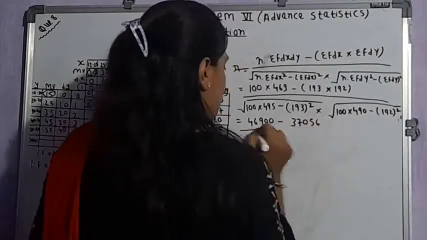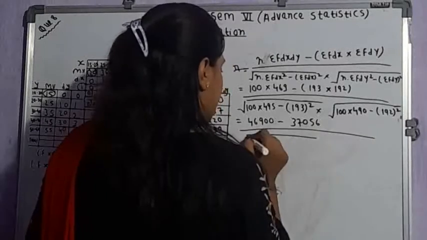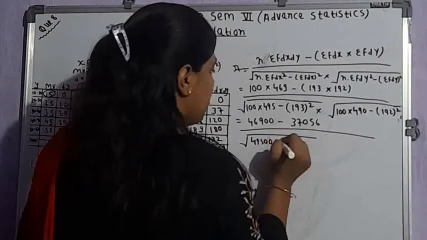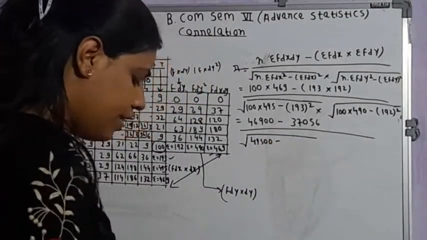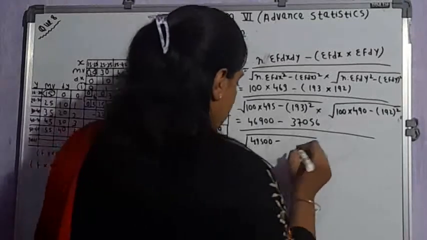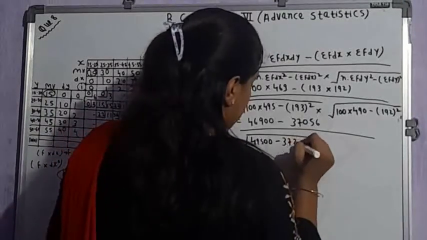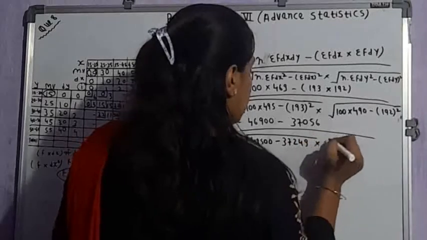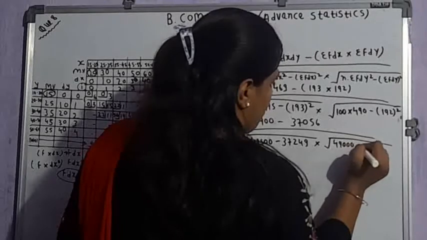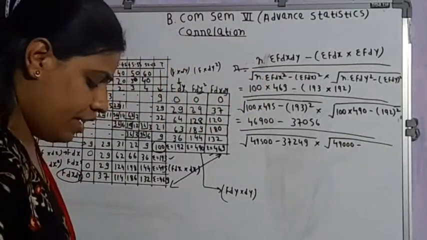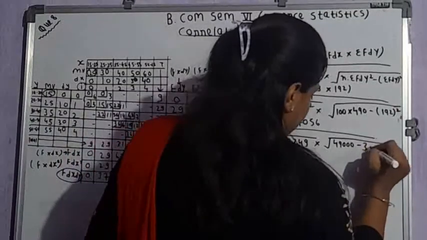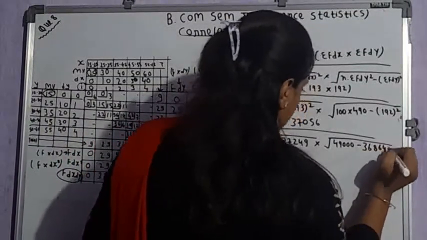Upon under root 100 into 495, 49,500 minus square of 193, 193 into 193. It would be 37,249, into another under root 49,000 minus 192 square. 192 square would be 36,864. Okay.